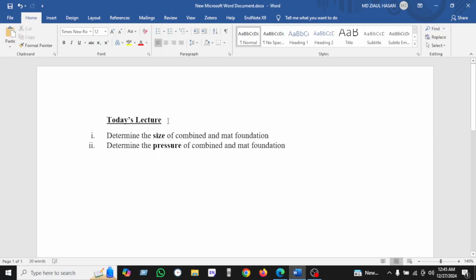Hello everyone, today I am going to deliver a lecture on determining the size of combined and mat foundation, and we can also try to find the thickness of the foundation. Second, determine the pressure of combined and mat foundation, size and thickness of combined and mat foundation. Okay, so let's start.